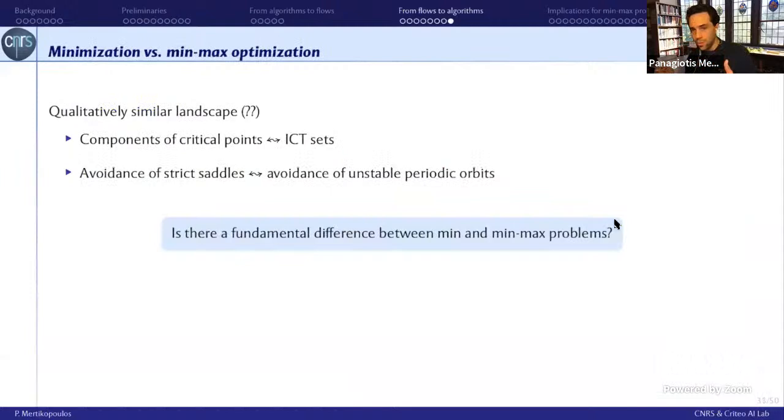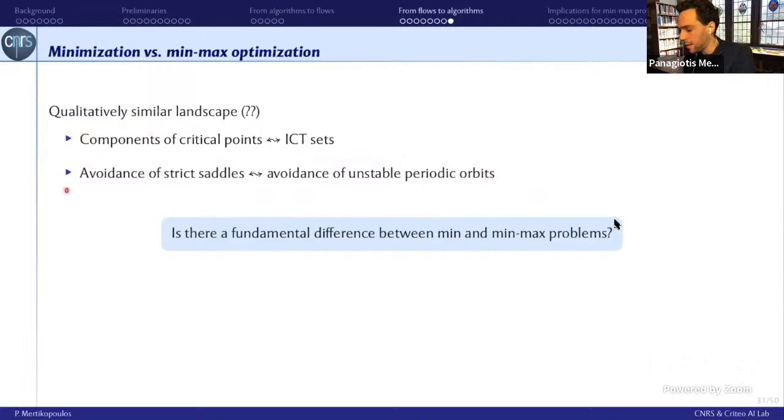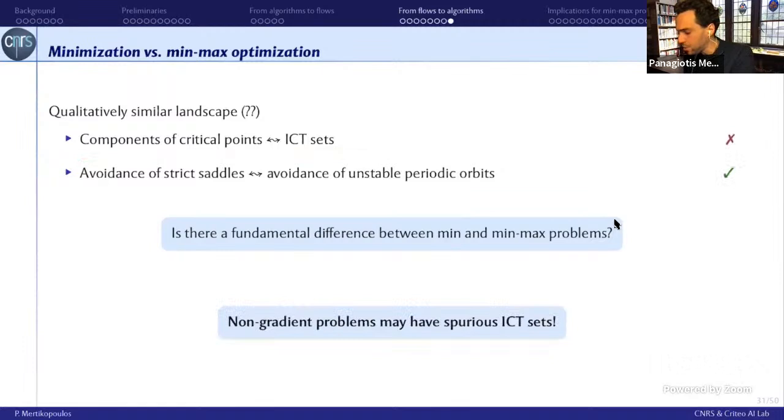So, looking back, we have one result that tells us that, as in the minimization case, we have convergence to ICT sets. And in the minimization case, ICT sets and components of critical points coincide. And we have avoidance of unstable periodic orbits, just as we have avoidance of strict saddle points in the minimization framework. So is there a fundamental difference between min and min-max problems? Well, the problem in these two statements is not this one. This is actually the stronger one. This is the good news of the whole thing, and the bad news is that ICT sets could actually be spurious attractors.